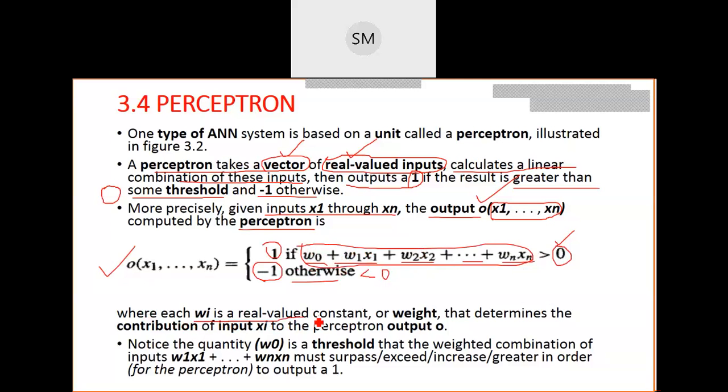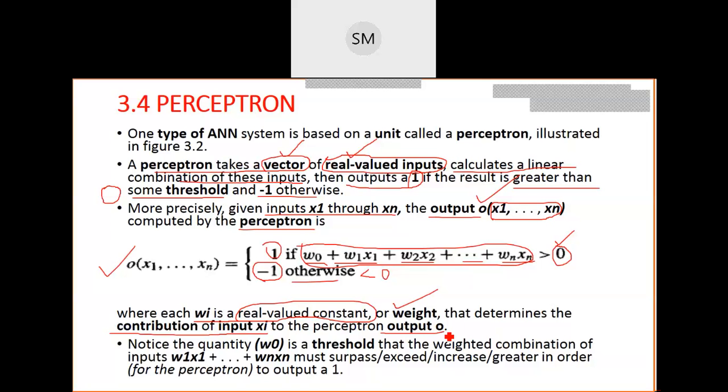Here, what is wi? wi is a real valued constant, most commonly called a weight. And what is this weight? This weight gives us the amount of contribution of input to the output O. I hope you understood now. So what amount of contribution is it giving?